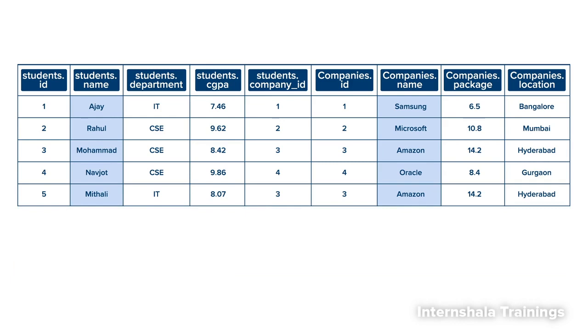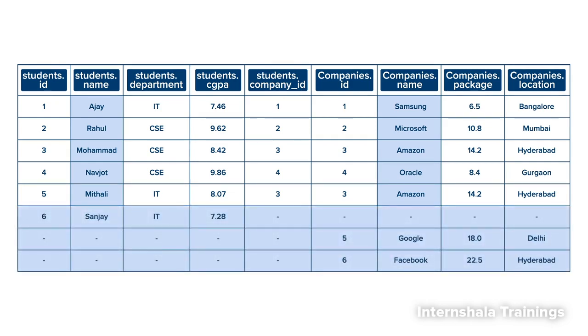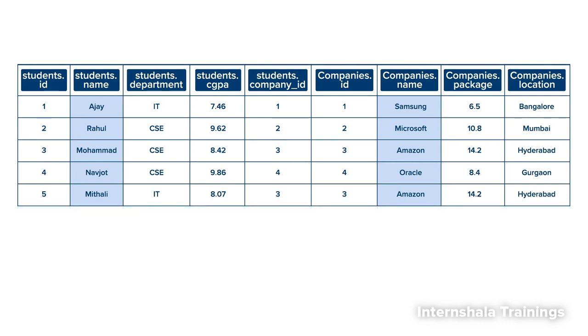Similarly, only those companies which have associated records in the students table are fetched. Like Samsung is associated with Ajay, Microsoft is associated with Rahul, Amazon is associated with Mohammed and Mithali, and so on. But Google and Facebook are not associated with any record in the students table, and that is why the records that correspond to them are not fetched using the inner join.